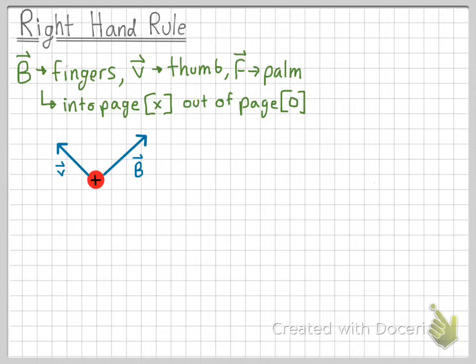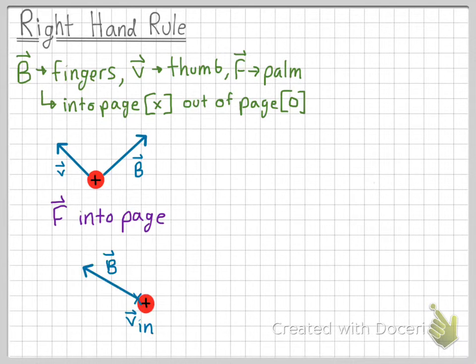So if you take your right hand rule and your fingers point in the direction of the magnetic field, and you turn your hand so your thumb aligns with the velocity vector, you notice that the palm is pressing into the page or into the screen. So therefore, we know that the force is into the page.